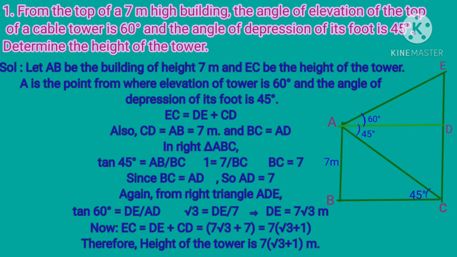Now EC is equal to DE plus CD. So we will add this, 7 root 3 plus 7, which is equal to 7 times root 3 plus 1. So this is the height of the tower, that is 7(root 3 plus 1) meters. So let's move to question number 2.